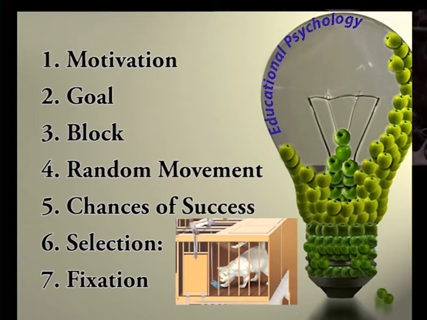Number 5, chances of success. As a result of this striving and random movement, the cat, by chance, succeeded in opening the door. Number 6, selection. Gradually, the cat recognized the correct manipulation of the latch. And number 7, fixation. At last, the cat learned the proper way of opening the door by eliminating all the incorrect responses and fixing the only right response.